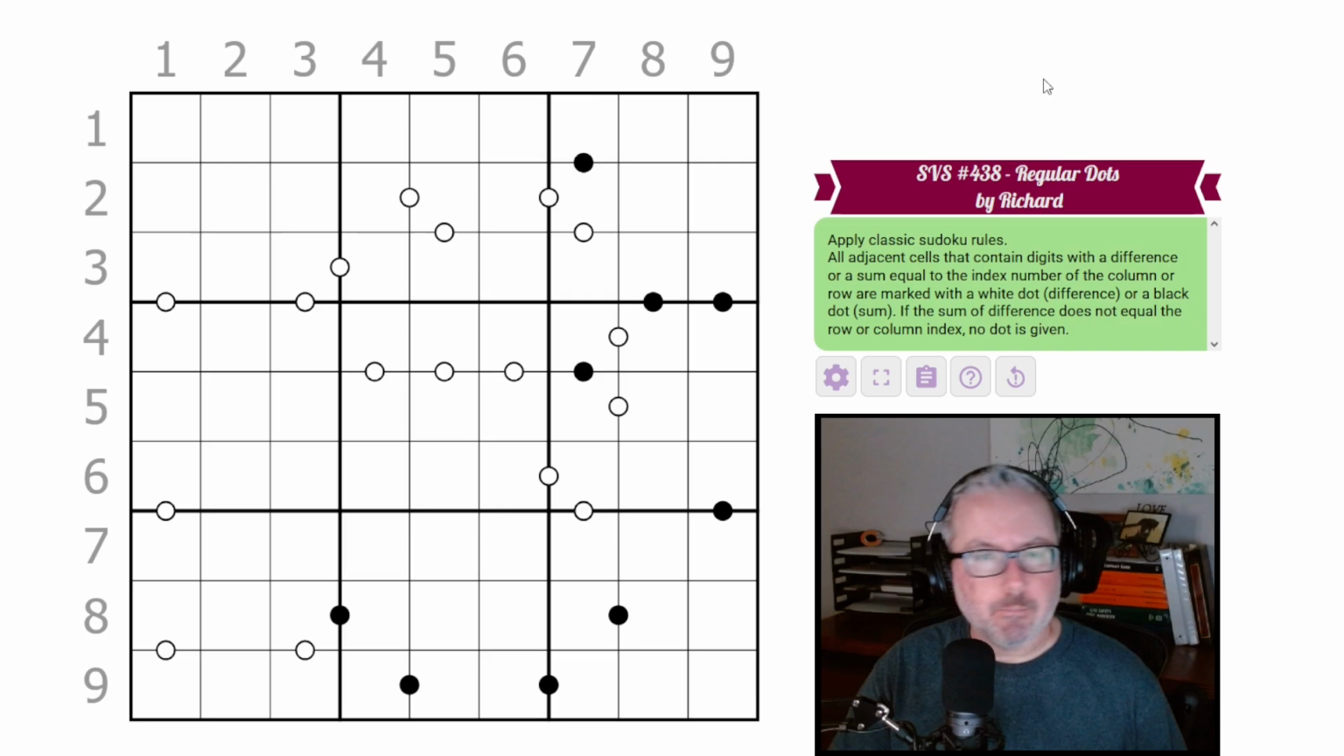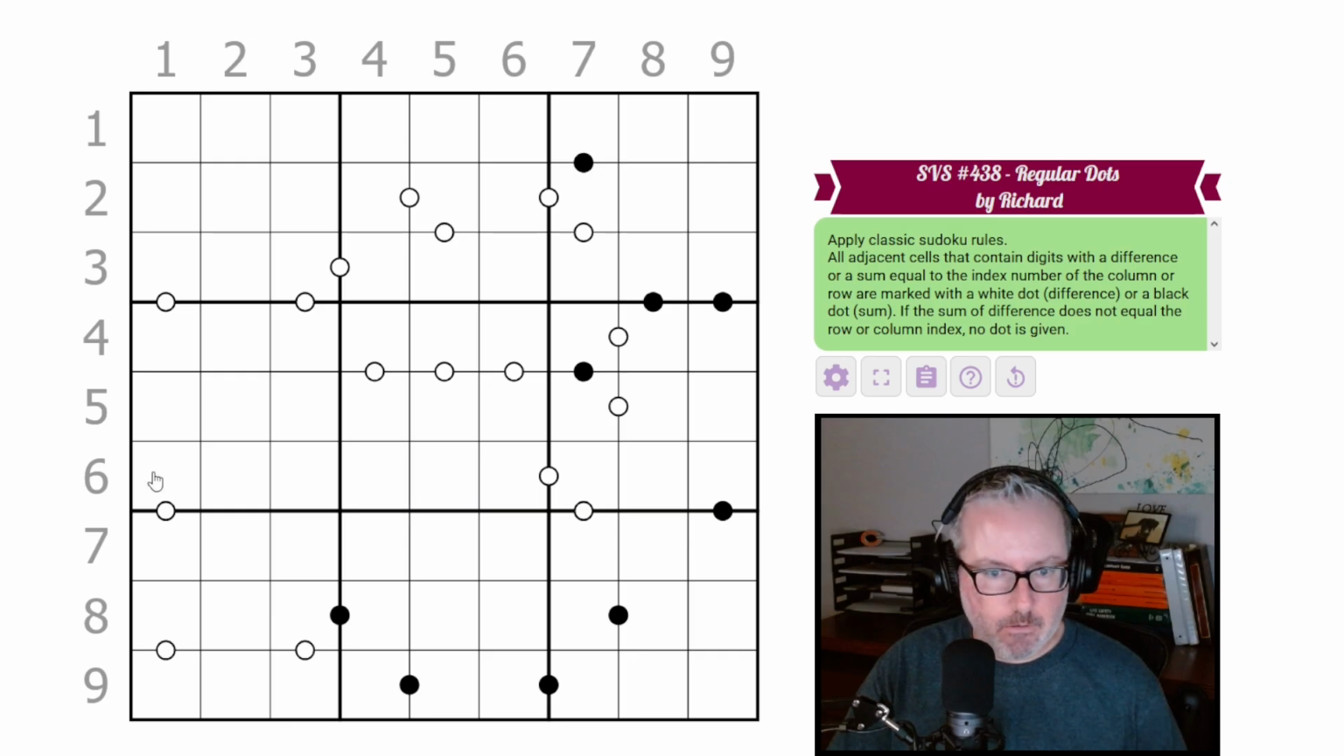So anyway, as you can see, there's been a ton of these things that they've done. So this will, I think, just be our second of those that we've tried, but I saw it come up, so I figured I'd give it another try because I remember I enjoyed the first one. So it is called SVS number 438, Regular Dots by Richard. Now, I glanced down here. I thought this was going to be Kropke at first with some weird thing, but it's not Kropke at all. So let's just make sure we can remember that. Let's look at the rules, though, to see what is going on.